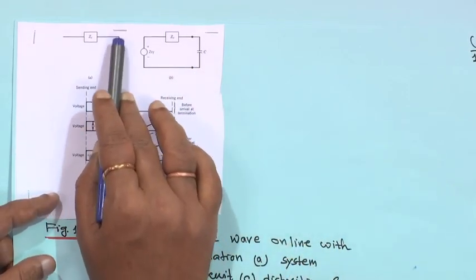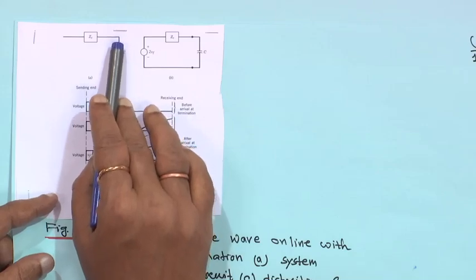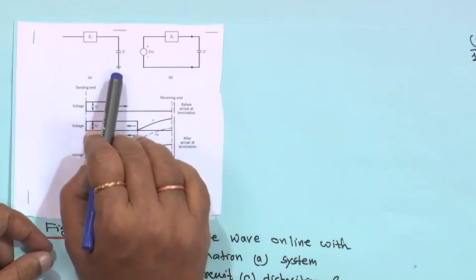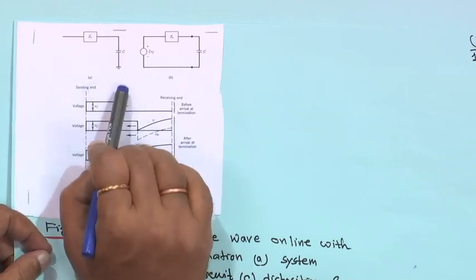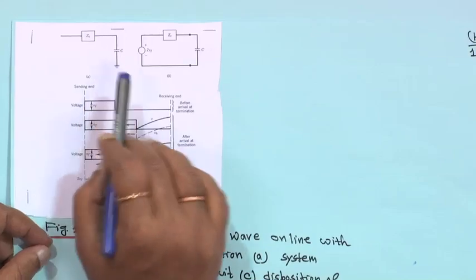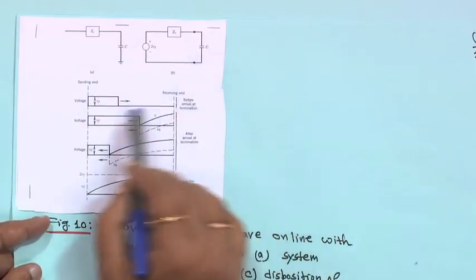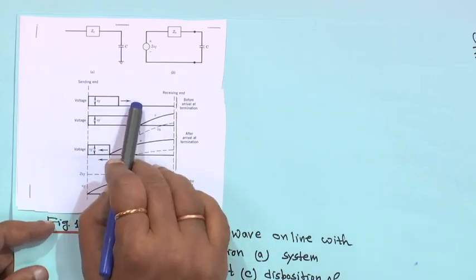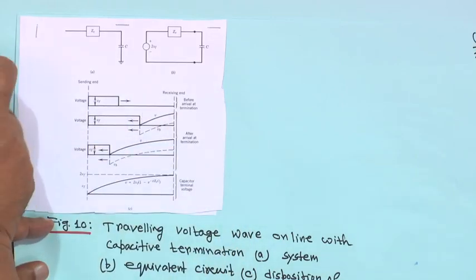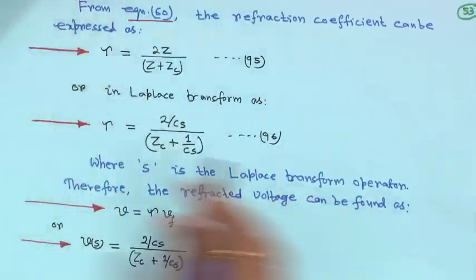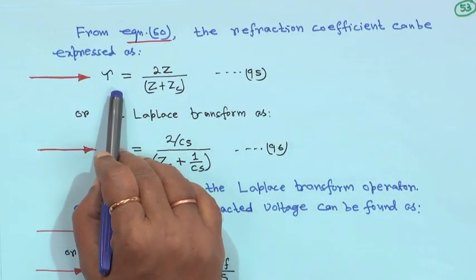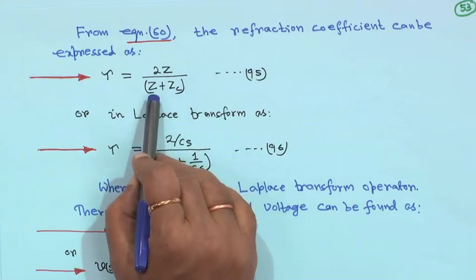When the wave reaches the capacitor end, you know that the capacitor will behave as a short circuit, and when it reaches the steady state, it will act as an open circuit. The same philosophy will be applied. This is the voltage wave travelling before arrival at the junction. From equation 60, we know the refraction coefficient can be expressed as tau equal to 2Z upon Z plus Zc.